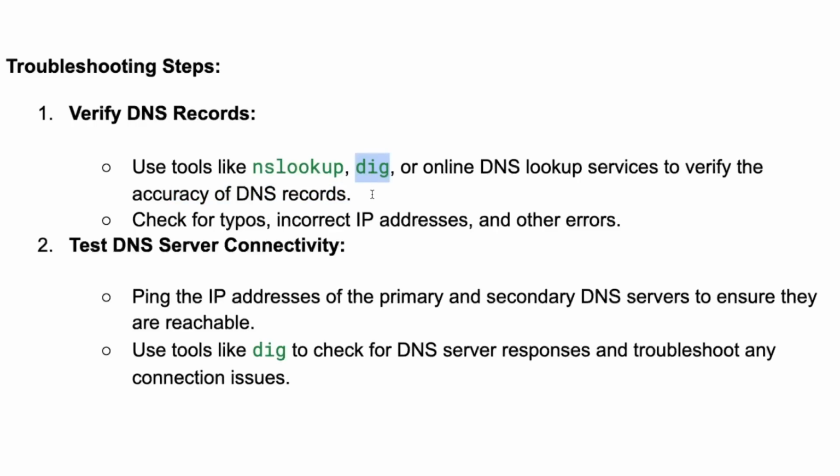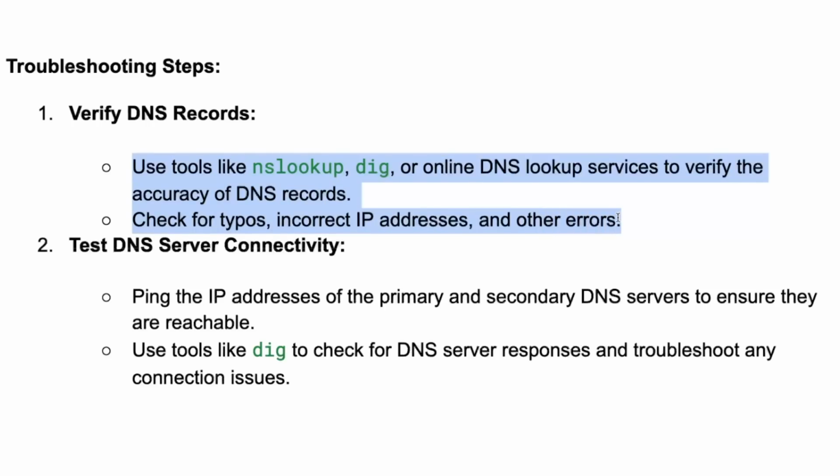Dig is the same thing. You do dig and then give it google.com, and it'll give you the information about their DNS records. And then again, of course, you can just use an online DNS lookup. Check for typos, check for incorrect IP addresses, check for any other kind of error to see if this is actually an issue, right? And there was a recent room that I did on TryHackMe where the DNS record was not resolving to the IP address of the target machine that I was supposed to be hacking.